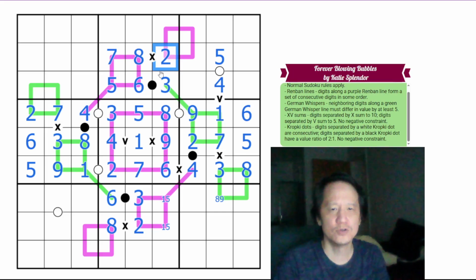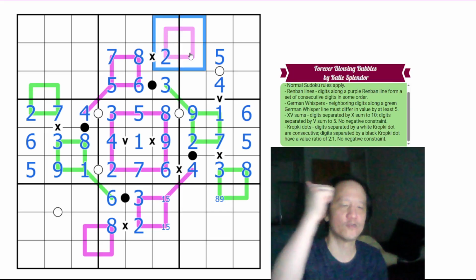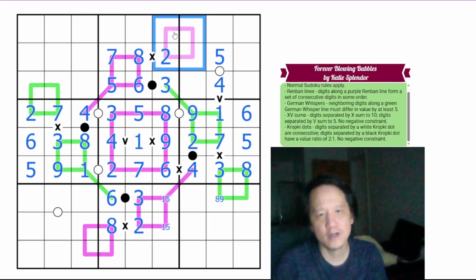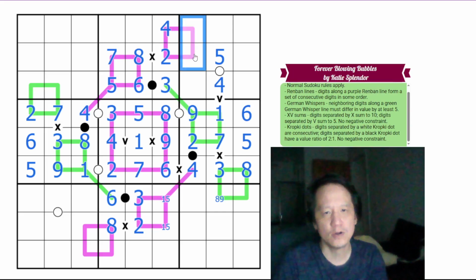This is 2. We need a 3 guaranteed, and we need a 4 guaranteed, because for 4 digits, it's either 1, 2, 3, 4, or 2, 3, 4, 5. So 4 has to be here. 3 has to be one of these. 5 cannot be here, so this must be 1 and 3.